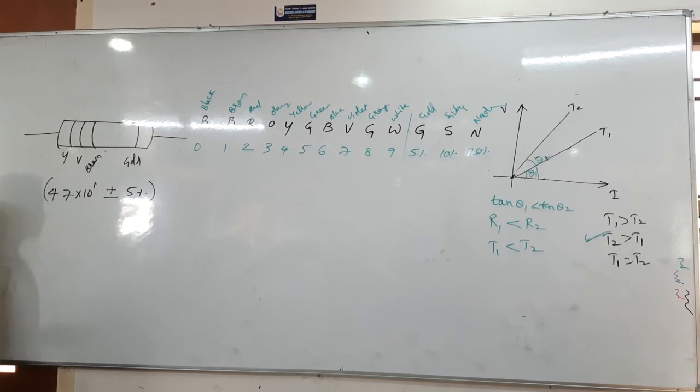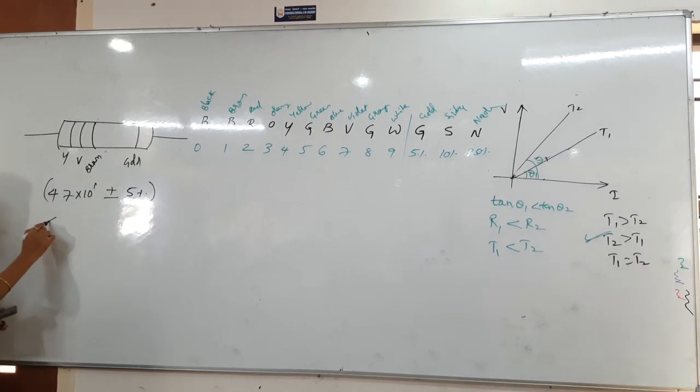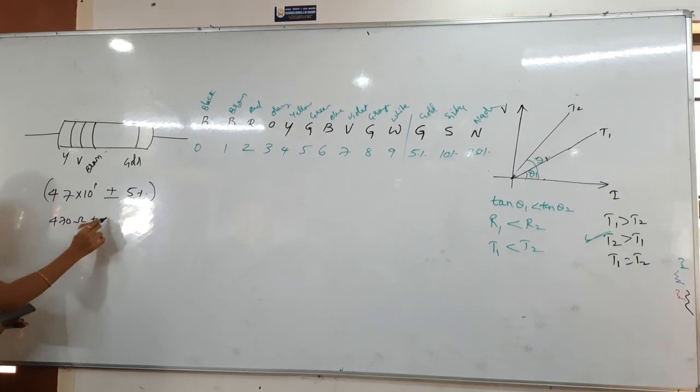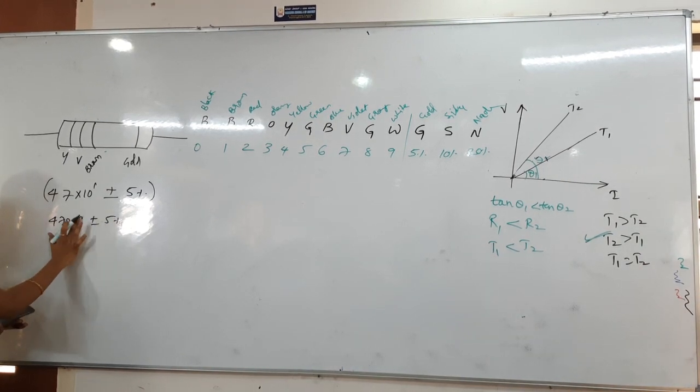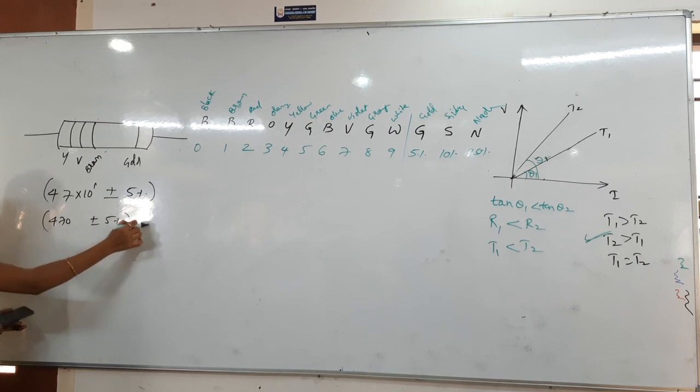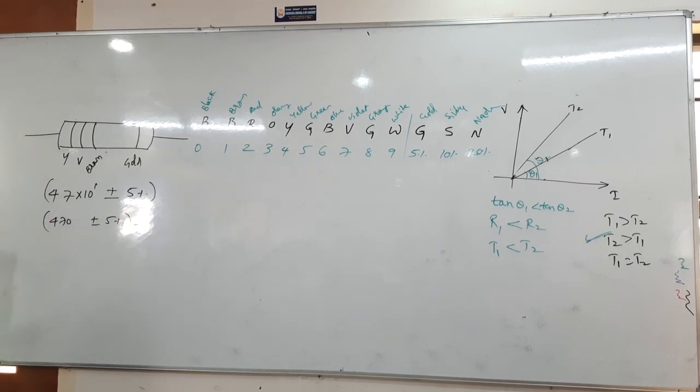Finished. 470 ohms plus or minus 5% tolerance. Otherwise, the ohms will be written outside. That's it, the 2020 question.